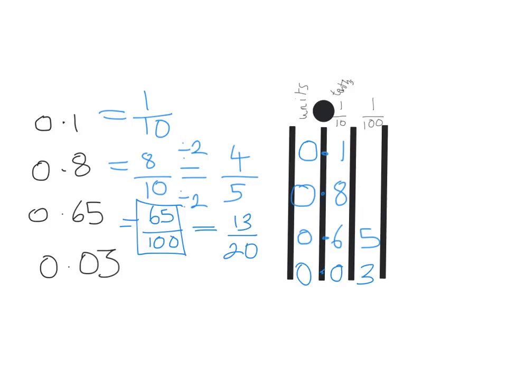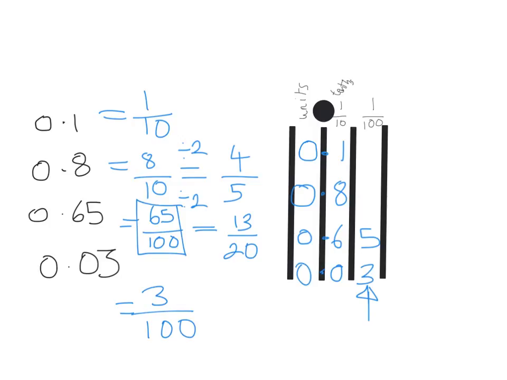0.03. Again, my last digit is in the hundredths column, so it's 3/100. And that's it. That's all there is to it. Changing decimals into fractions. Please write out your place value columns in your book. You can use it for several ones, or you can use your whiteboards and have a go at placing the decimals into fractions. And don't forget to simplify your fractions wherever possible.